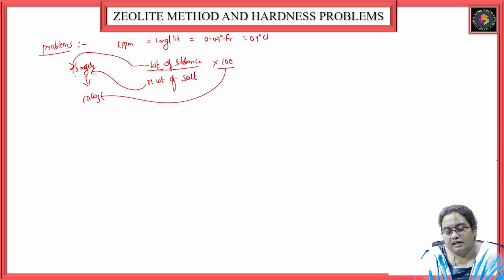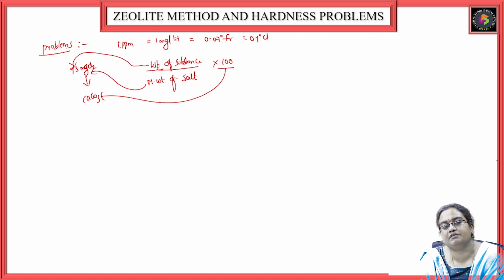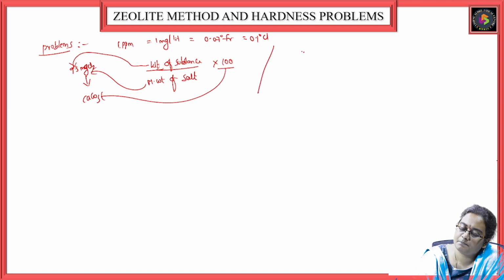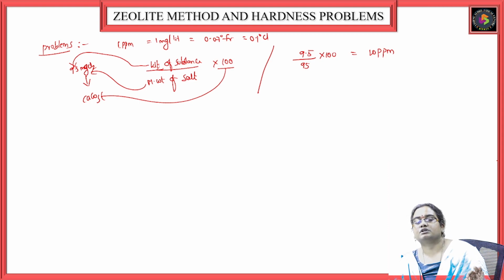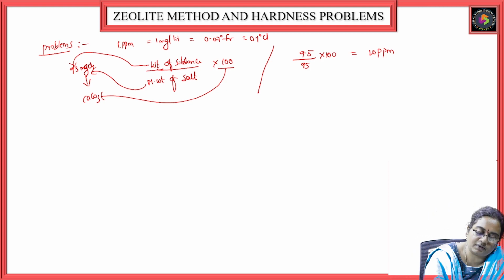So here 9.5 is the weight of the substance that is given in your problem. Molecular weight can be calculated using the atomic weights. And this into 100, as we are converting each and every salt into calcium carbonate equivalents, is taken as 100. Now 9.5 is the weight of the substance and the molecular weight of the salt is 95, into 100. That means the value is 10 ppm. So each and every salt should be converted into calcium carbonate equivalents in this way. Now we go with the problem.